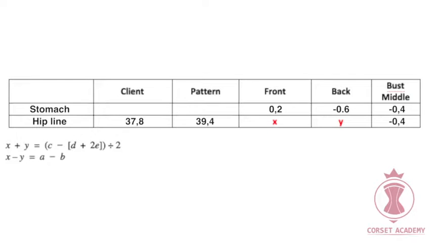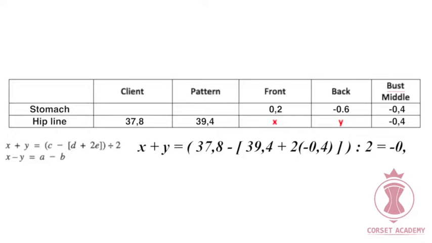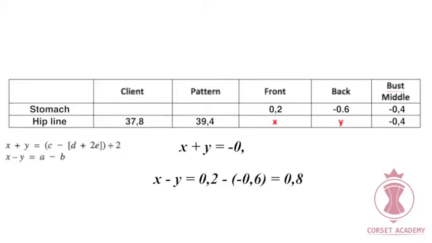I substitute determined values: X plus Y equals 37.8 minus 39.4 plus times minus 0.4 divided by 2 equals minus 0.4. X minus Y equals 0.2 minus minus 0.6 equals 0.8. So X plus Y equals minus 0.4, and X minus Y equals 0.8. I determine values X and Y.